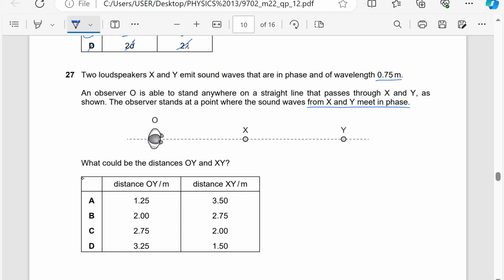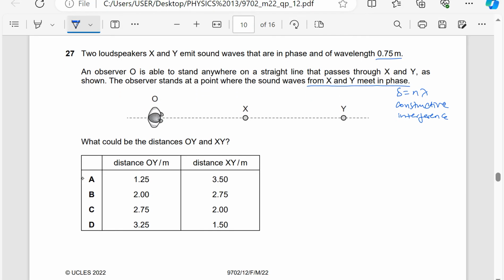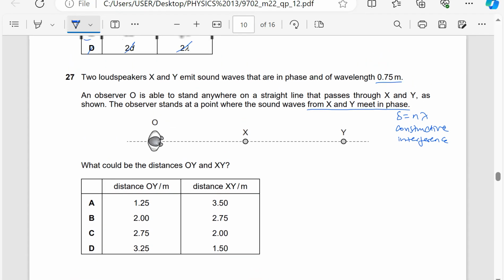So if they meet in phase, the path difference should be a whole number multiple of the wavelength, because there will be constructive interference. So what could be the distances OY and XY? Remember, for constructive interference, the path difference is n times lambda, where n should be 0, 1, 2, 3, and so on and so forth.